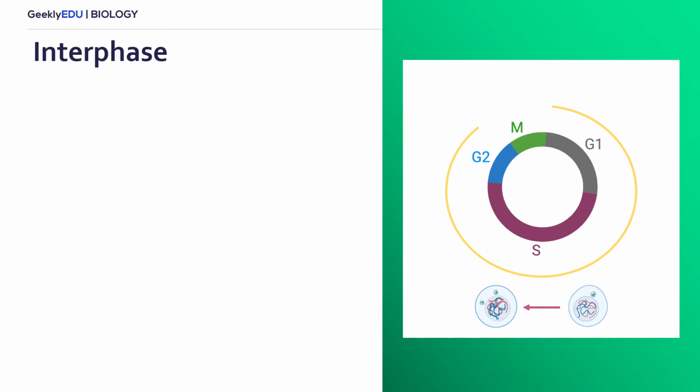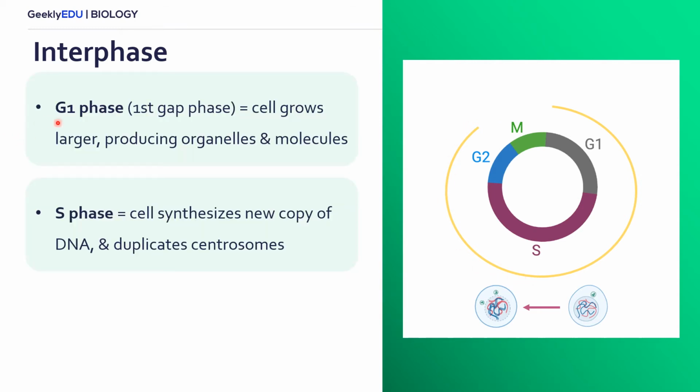Honing in a little bit more on interphase within the cell cycle, so this is shown here in the yellow, we first have the G1 phase, or also referred to as the first gap phase. So here the cell grows larger, producing organelles and molecules.